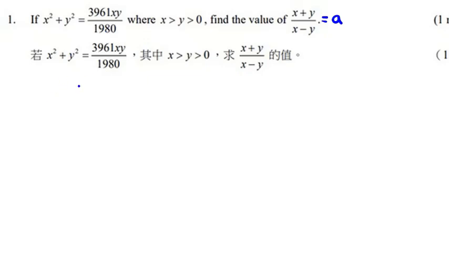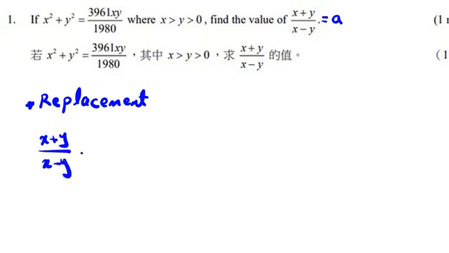In solving these types of problems, replacement is useful. It was also useful in previous years of the Hong Kong Math Olympiad and in other countries. We've solved these types of problems with replacement in previous years with my other students, and the idea here is very useful. Replacement, how? Here we know (x plus y) over (x minus y) is a.